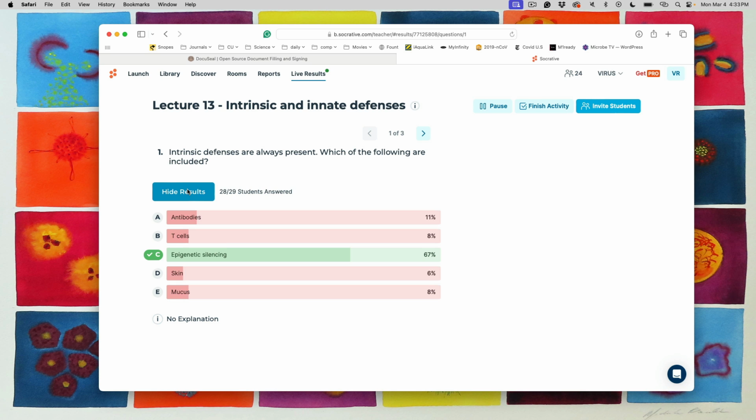Epigenetic silencing is the answer. It's an intrinsic defense, always present. Antibodies are not intrinsic, nor are T cells. We're going to talk about those on Wednesday.